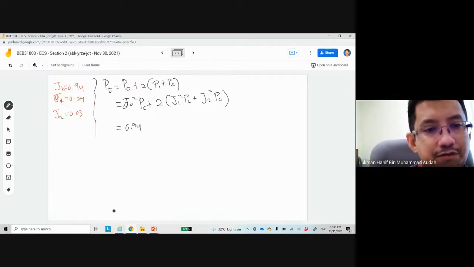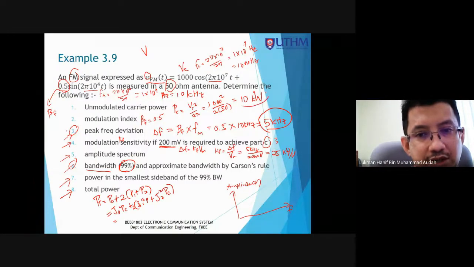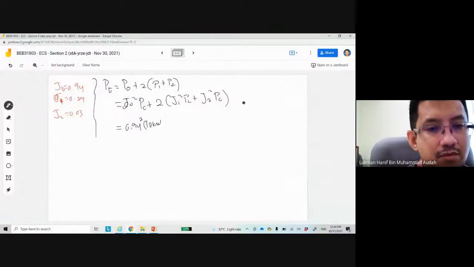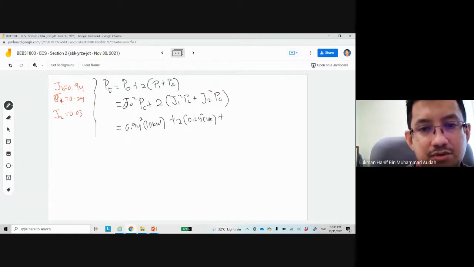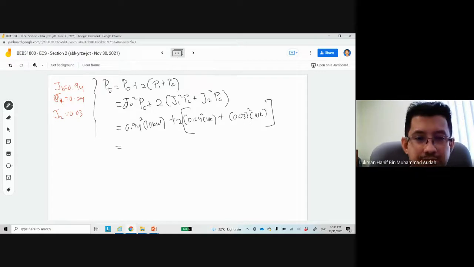Okay, 0.94 square PC tadi berapa? PC telah diberikan dalam soalan, kita dah cari 10K. So 10K plus 2 times 0.24 square 10K plus 0.03 square 10K. Okay, so this is supposed to be a big bracket. Okay, so ini berapa? Cuba kira.